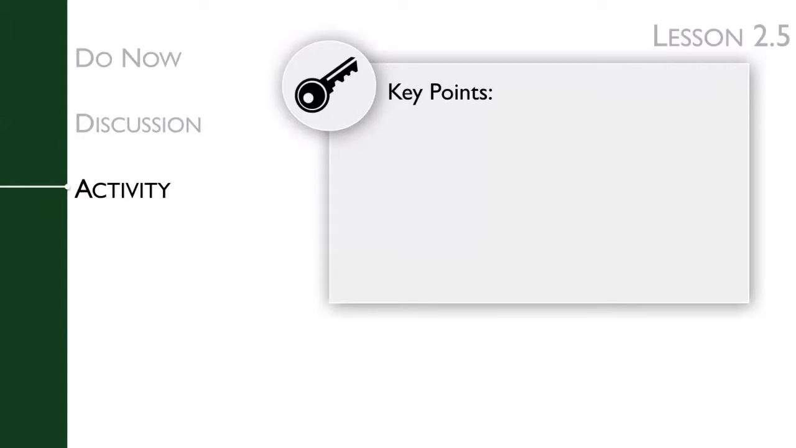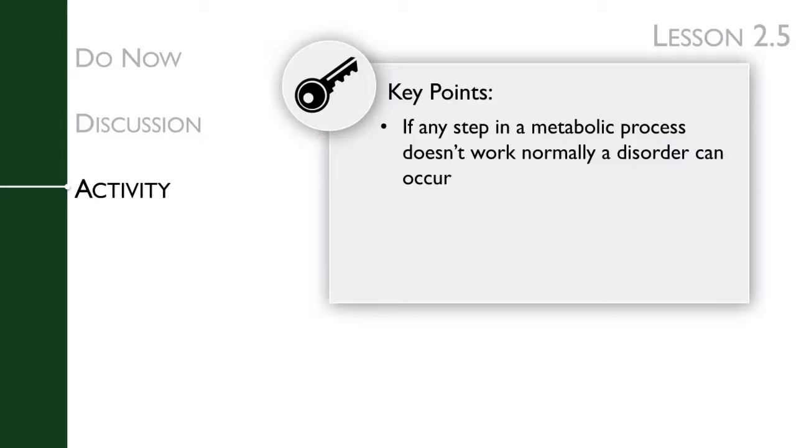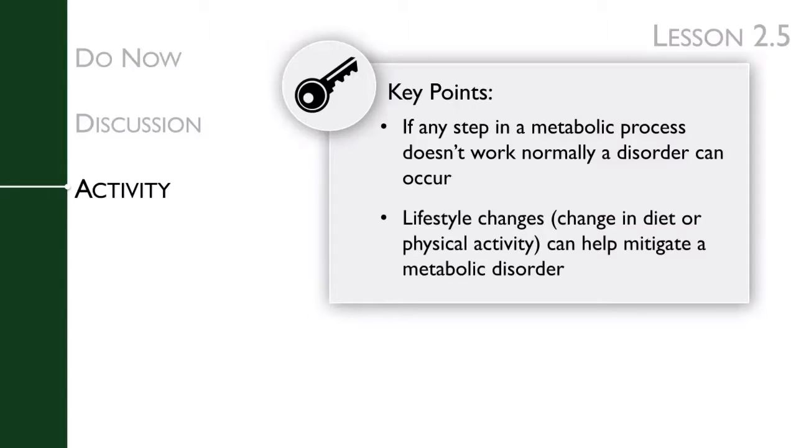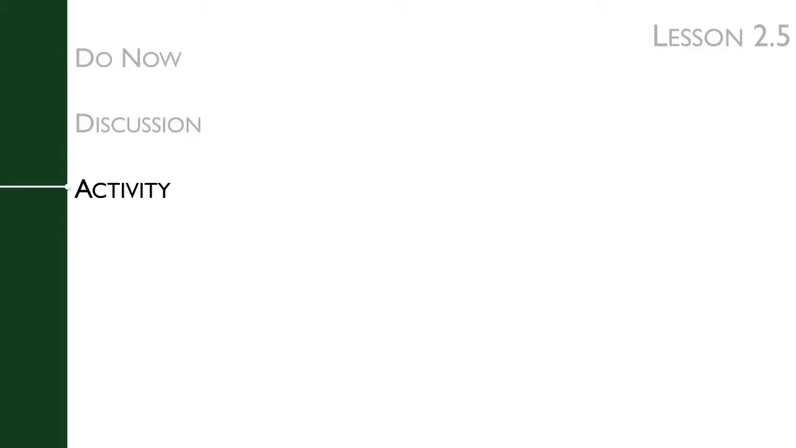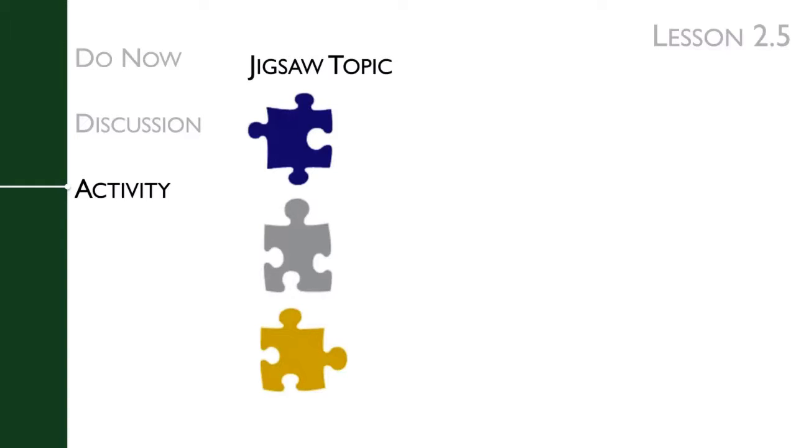The key points of the lesson's activity are that if any step in a metabolic process doesn't work normally, a metabolic disorder can occur. And lifestyle changes like a change in diet or physical activity can help mitigate a metabolic disorder. We'll get there by having students complete a jigsaw in groups. Each student will complete one of 6 jigsaw readings, which allows them to explore a metabolic disorder.